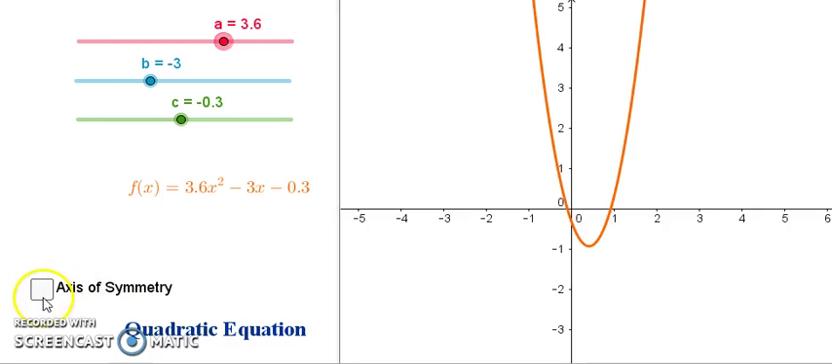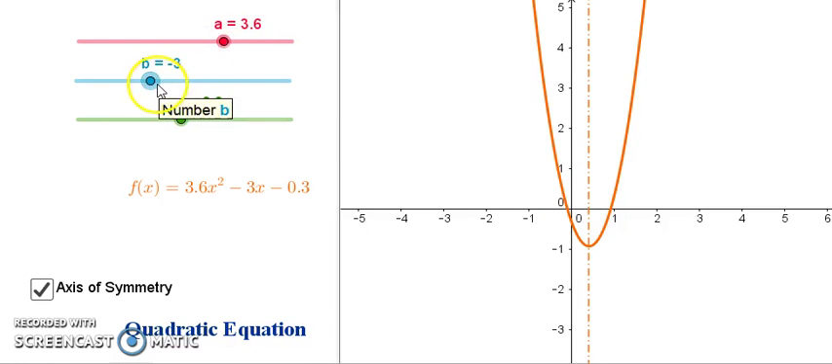The other thing about the vertex is that the axis of symmetry always falls through the vertex. So if I click here, I now created the axis of symmetry. The axis of symmetry is a vertical line that goes through the vertex of a parabola. And that vertical line forms a place where the parabola could be folded in half and forms a mirror image with the other side. So it's symmetrical about the axis of symmetry.